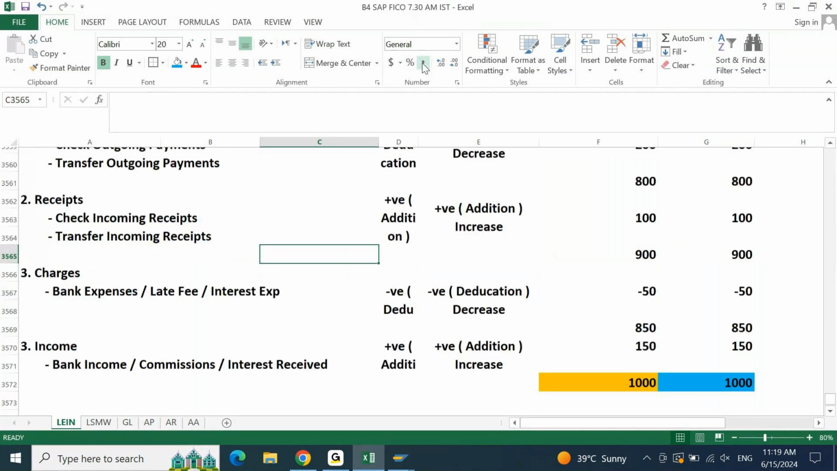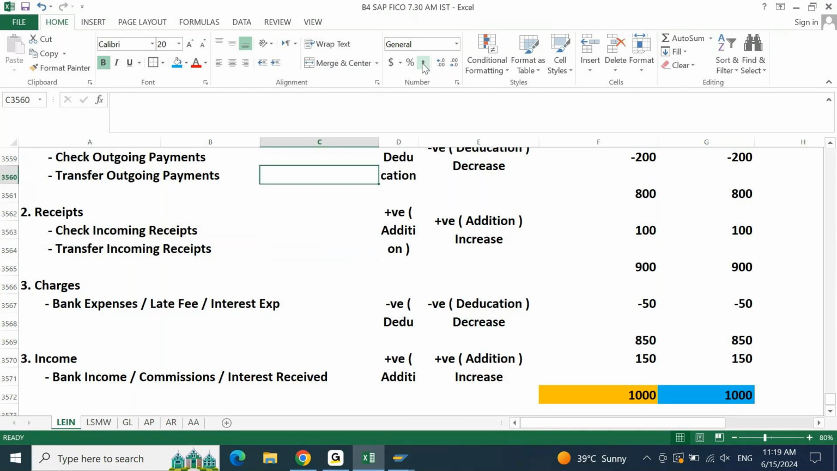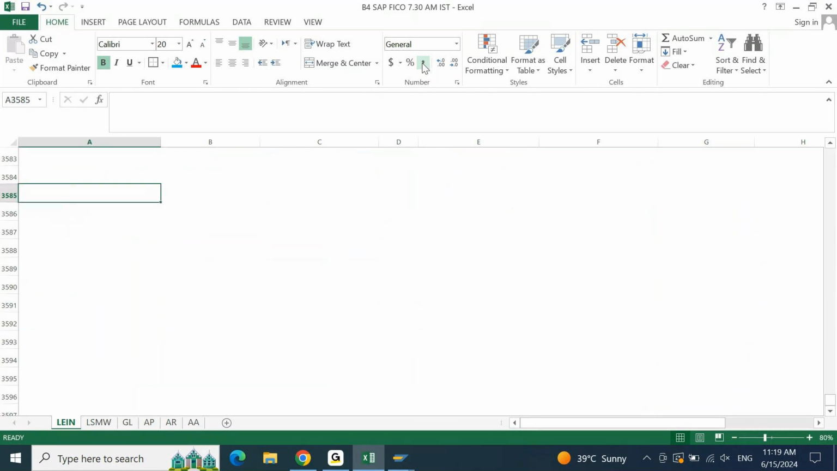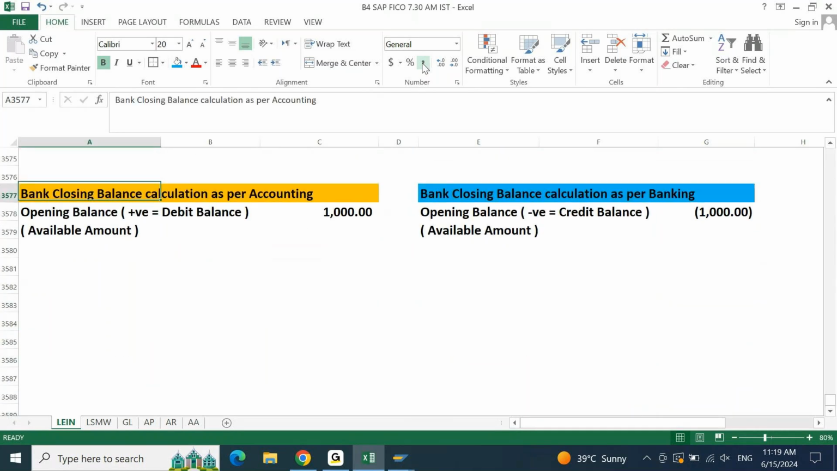And after that, the first transaction we did was a payment of 200. We were talking about a 200 payment. Now with payments, what you are going to do is deduct the payment. I'm not going to write any addition or deduction here. I'm going to write payments here.